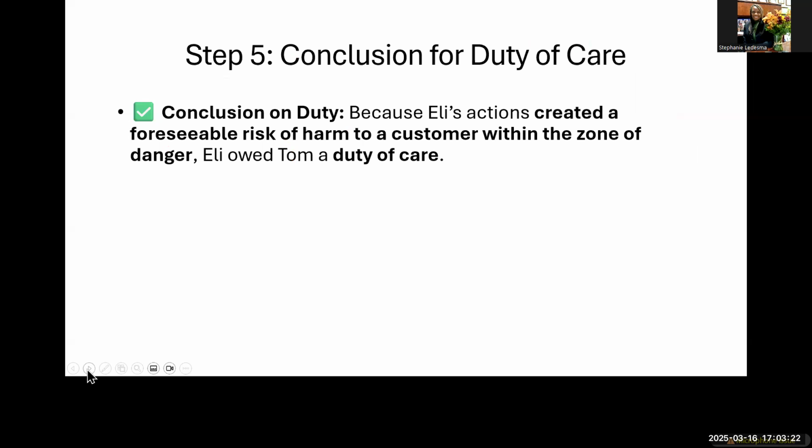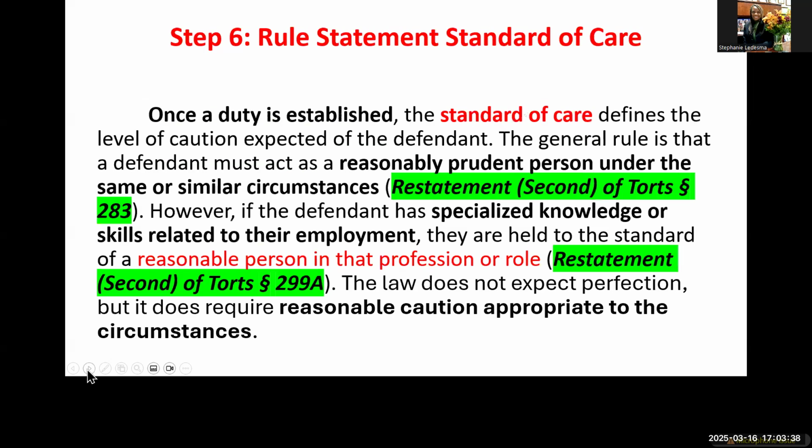My conclusion, see my C, my conclusion on the duty issue: because Eli's actions created a foreseeable risk of harm to a customer within the zone of danger, Eli owed Tom a duty of care. Get it? Here's my second RAC.